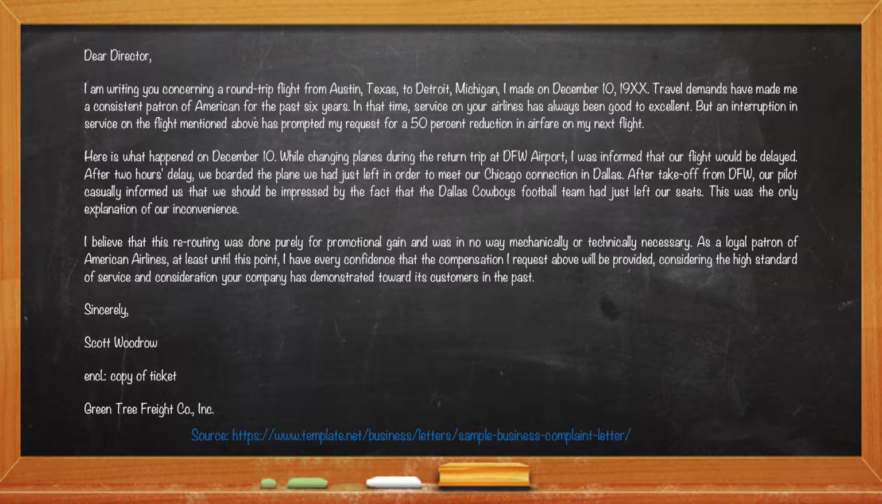In that time, service on your airlines has always been good to excellent, but an interruption in service on the flight mentioned above has prompted my request for a 50% reduction in airfare on my next flight. So, the person is coming to the point. He is mentioning the date, the flight, the details of the flight, and what happened is the next thing. So, he is introducing, and then he is coming to the point, what he wants.